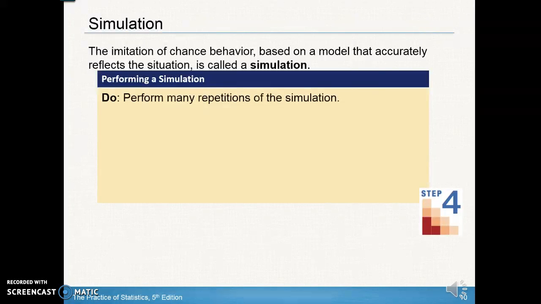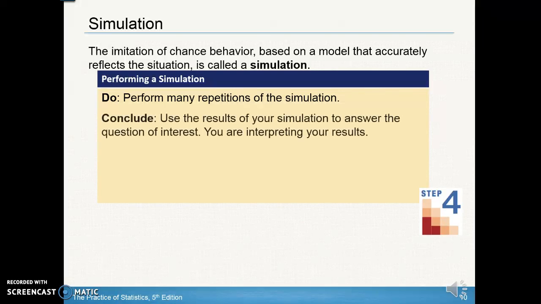All right, then do is basically you doing the simulation. Perform many repetitions of the simulation. So if you're simulating 10,000 bats for each baseball player, you don't just want to do 3 of them. You want to maybe do 10,000 bats for 15 baseball players. And then you're going to conclude, you're going to use the results of your simulation, look at the probabilities that you got from your simulation to answer the question of interest. So we're basically interpreting our results.